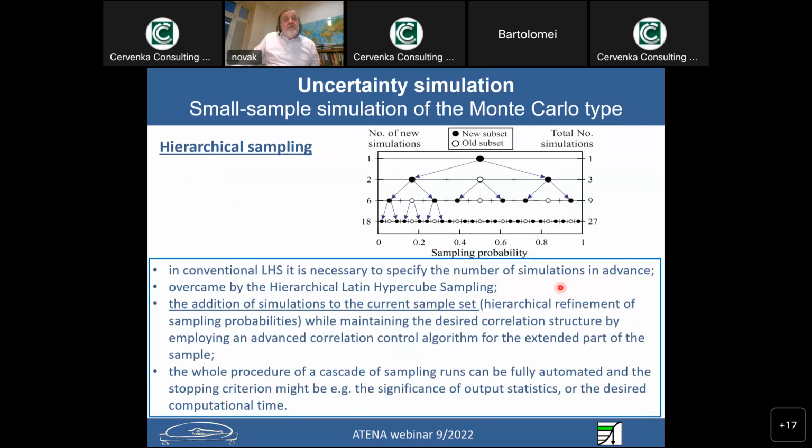Well, we also implemented, in the case of hypercube sampling, so-called hierarchical sampling, because in the case of stratified hypercube sampling it is necessary to specify the number of simulations in advance, right? And you cannot add simulations freely, like in the case of Monte Carlo. So it looks like a disadvantage. That's why we developed the technique of hierarchical sampling, which works in some kind of cascade sampling, and it's possible to add the number of simulations step by step, also in this efficient technique.